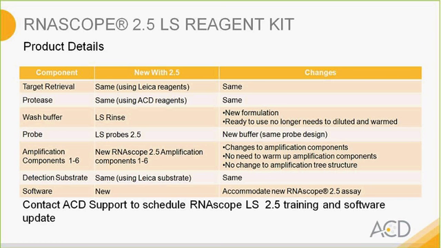The probe component for 2.5, we are now using LS probes 2.5. These probes contain a new buffer, but have the same probe design. For the amplification components 1 through 6, we are now using the new RNAscope 2.5 amplification components, where, similar to the manual assay, there are changes to the components. There's no need to warm up these components, and lastly, there's no change to the amplification tree.